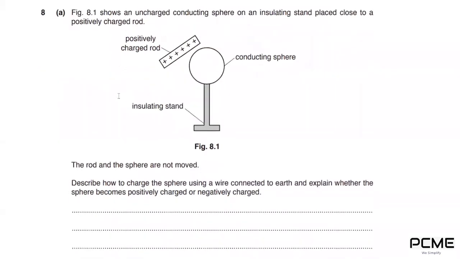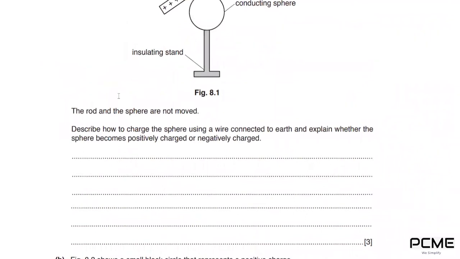Now, the first part of the question is: the rod and the sphere are not moved. Describe how to charge the sphere using a wire connected to earth and explain whether the sphere becomes positively charged or negatively charged. So this is a two-part question. In the first part, you have to describe how to charge the sphere using a wire, and in the second part we have to tell whether it is positively charged or negatively charged.